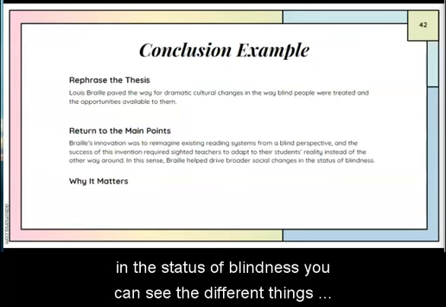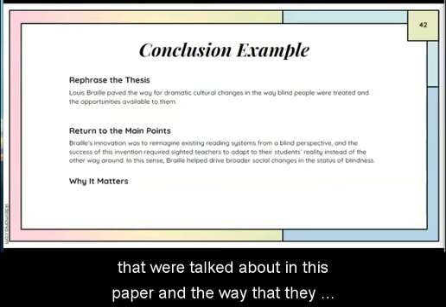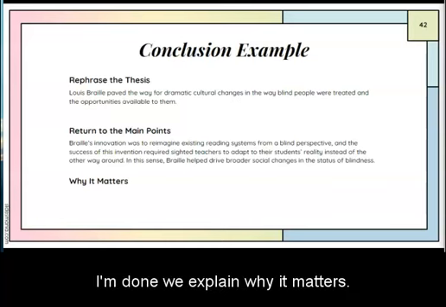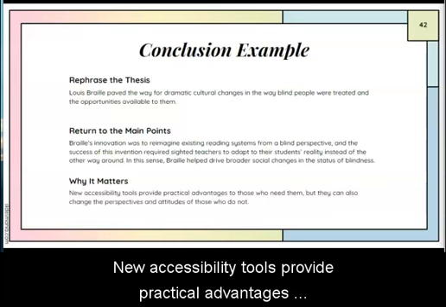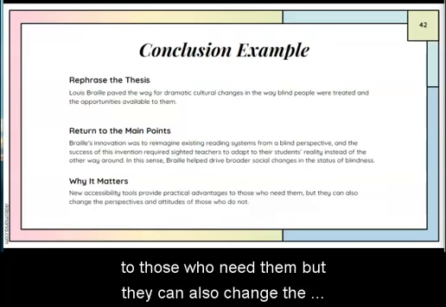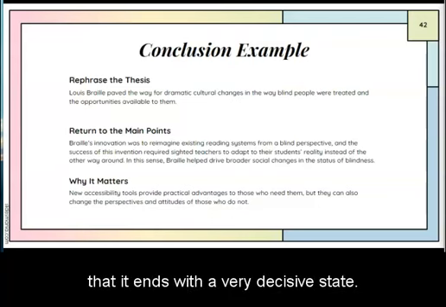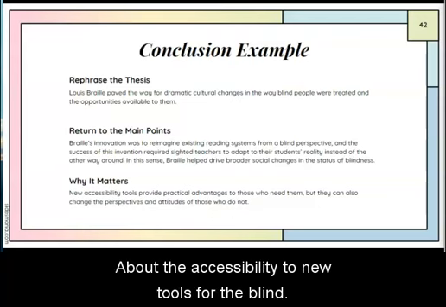You can see the different things that were talked about in this paper and the way that they are all interwoven and tied together. And then we explain why it matters, okay? New accessibility tools provide practical advantages to those who need them, but they can also change the perspectives and attitudes of those who do not. So notice that it ends with a very decisive statement about the accessibility to new tools for the blind.